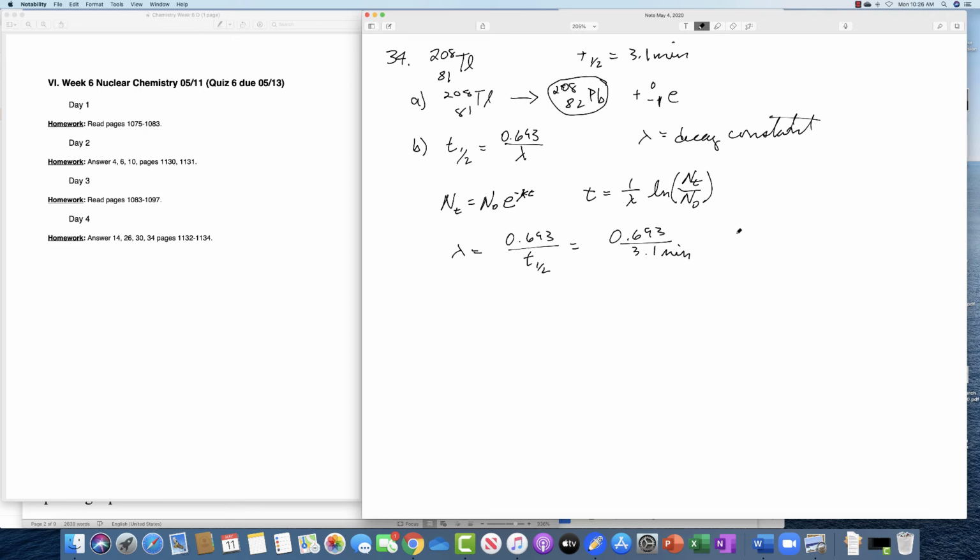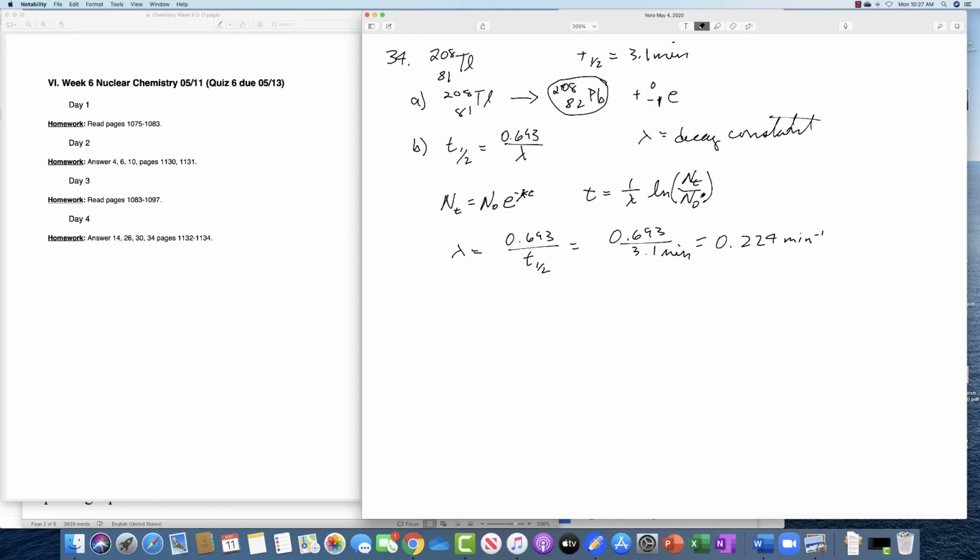And so that's going to equal 0.224 minute minus 1. The decay constant is in inverse, or per minute, in this case per minute, and your answers are going to be in minutes. So going back to the actual question, I just did that as sort of an introduction. Question B says, how long will it take for 99% of the sample to decay?